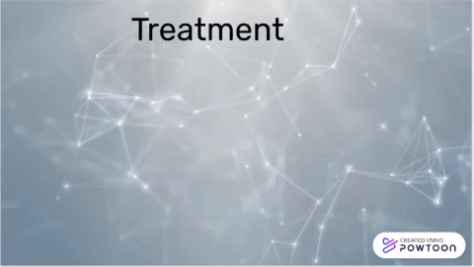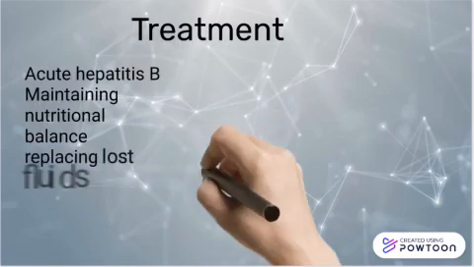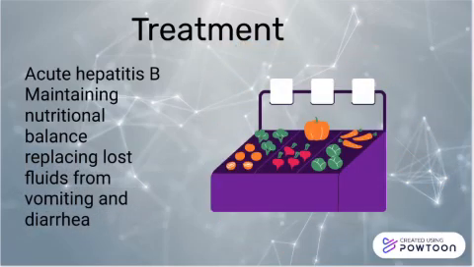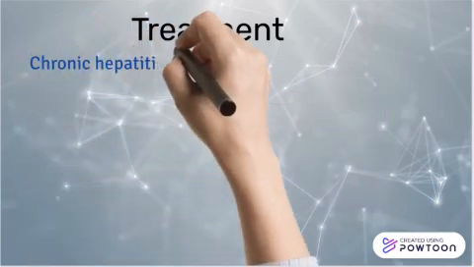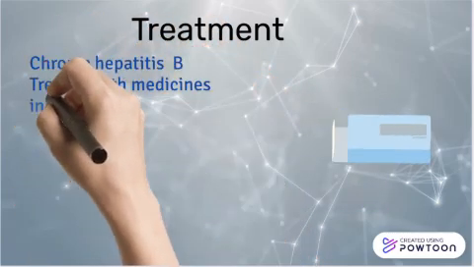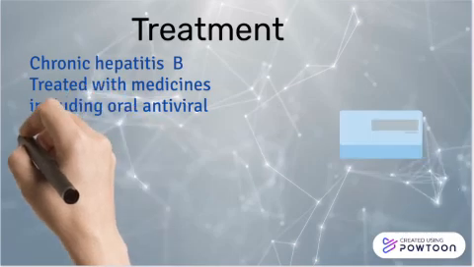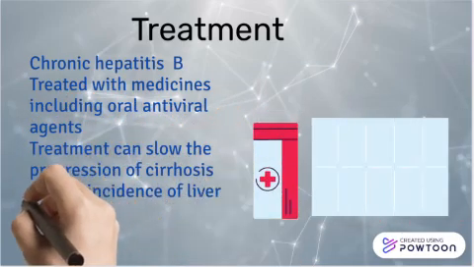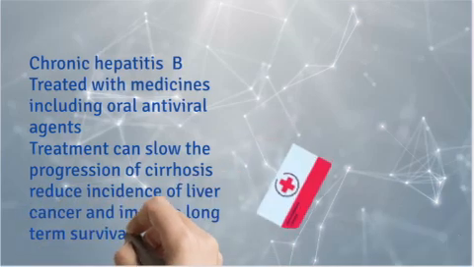As of today, there is no specific cure for acute hepatitis B. Therefore, care is aimed at maintaining nutritional balance, replacing lost fluids from vomiting and diarrhea. Chronic hepatitis B can be treated with medicines including oral antiviral agents. Treatment can slow the progression of cirrhosis, reduce incidence of liver cancer, and improve long-term survival.